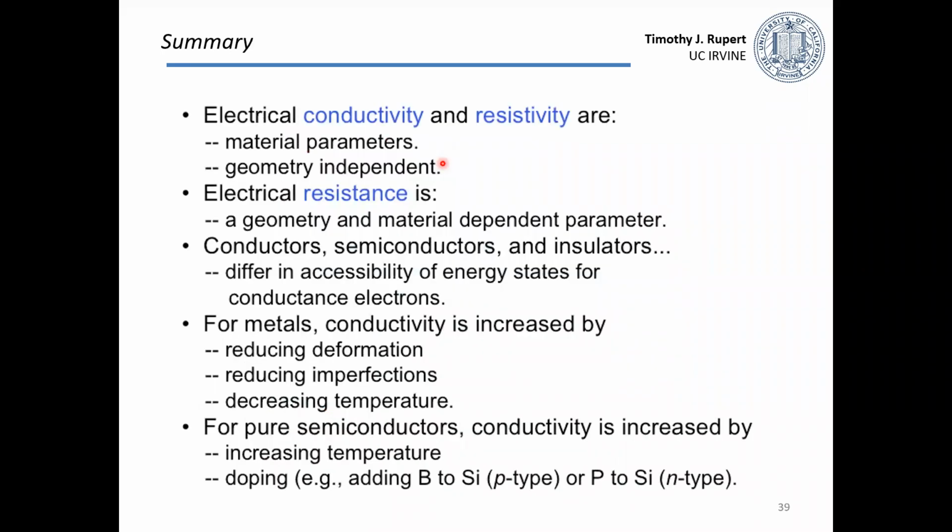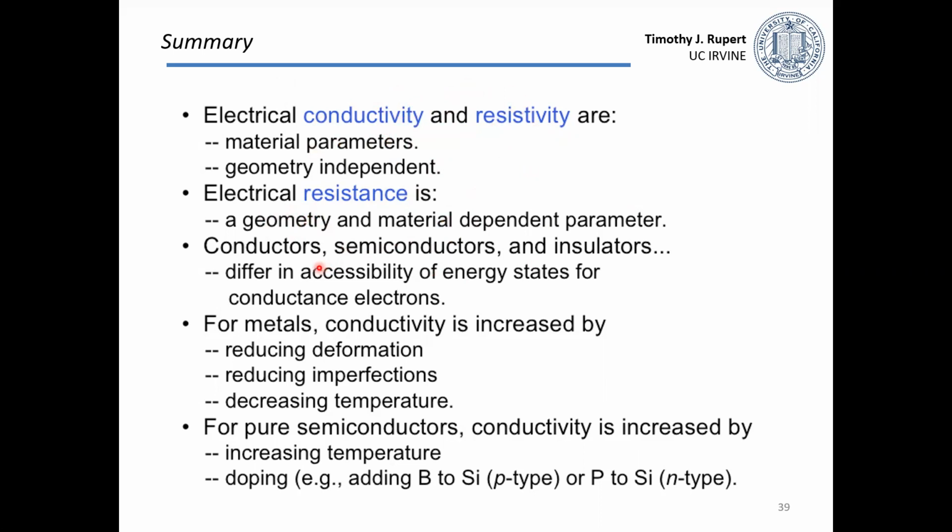So just as a summary of what we talked about today, electrical conductivity and resistivity are material parameters and they're independent. We don't want to talk just about resistance by itself because this incorporates geometry. And conductivity and resistivity are the inverse of one another. If you want to think about it, conductivity is how easy it is to move current through a sample. Resistivity is how hard it is to move current through a sample.